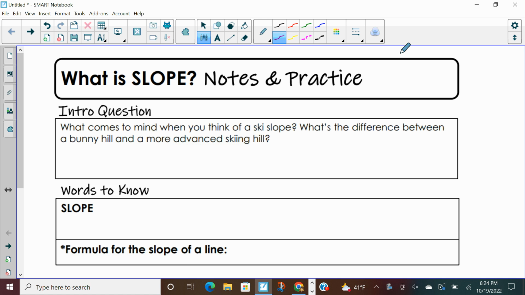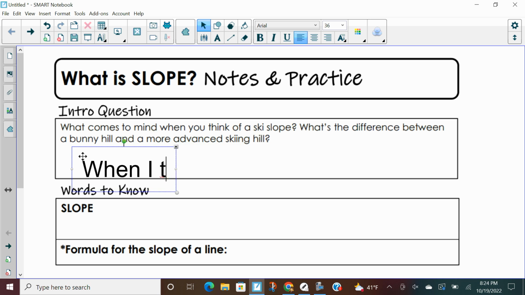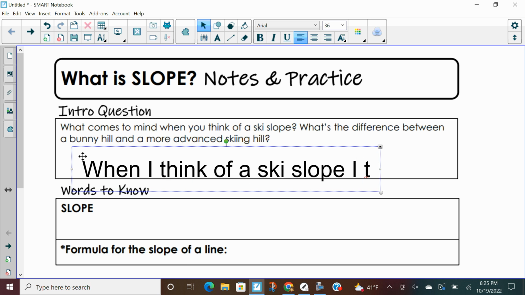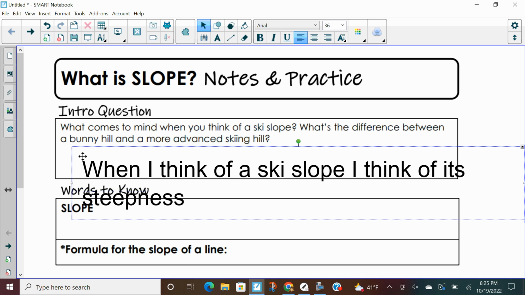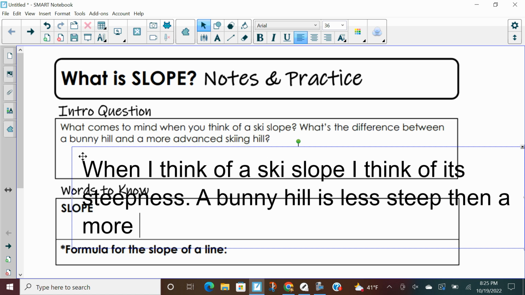Okay, so we would write something to the extent of, when I think of a ski slope, I think of its steepness. So a bunny hill is less steep than a more advanced hill.